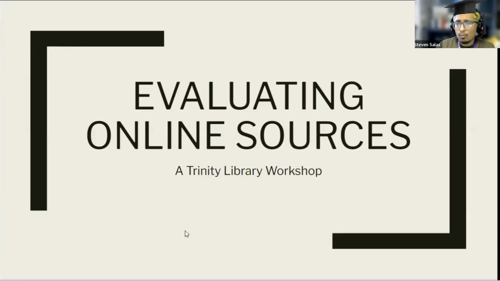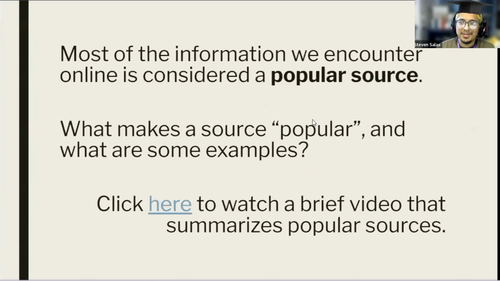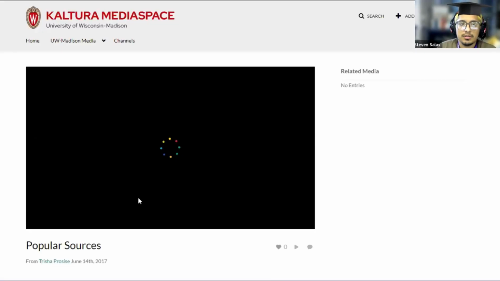But once you get a bunch of sources, you're going to have to try to figure out if it's valid, if it's credible, or if it's something you should be wary of and not use for your paper. Most of the information we encounter online is considered a popular source, but what makes a source popular and what are some examples? I'm going to click this video so we can quickly understand what popular sources are.